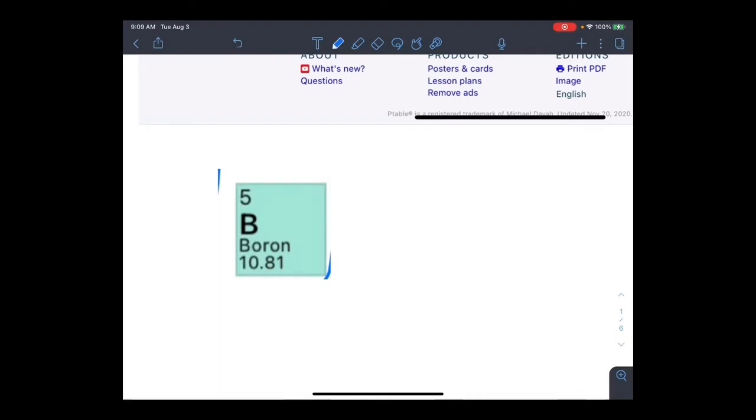what this symbol means, usually somewhere along the top is a number. Sometimes it's on the left, sometimes it's right, sometimes it's in the center. This is boron's atomic number. And this is his number of protons. And no other element has only 5 protons. Boron is the only one that has exactly 5 protons.